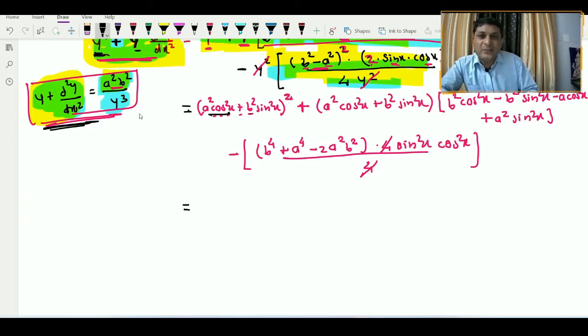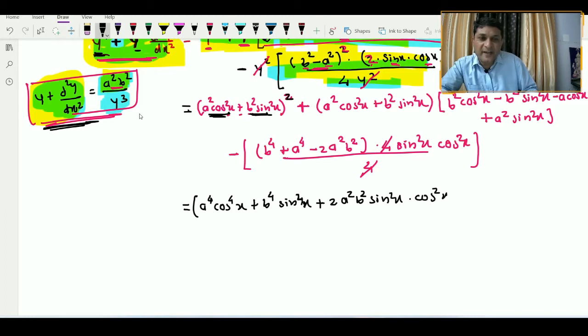Now we are finding expansion of this bracket using a plus b whole square formula. So see here, a square means square of this term, that is a raised to power 4 into cos x raised to power 4, plus b square means square of this term will be b raised to power 4 into sin x raised to power 4, plus 2ab. 2ab means 2, and product of this ab means a square b square sin square x into cos square x. Okay, so here we have got this term.